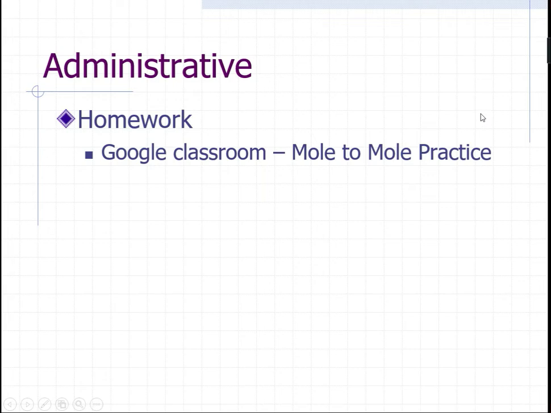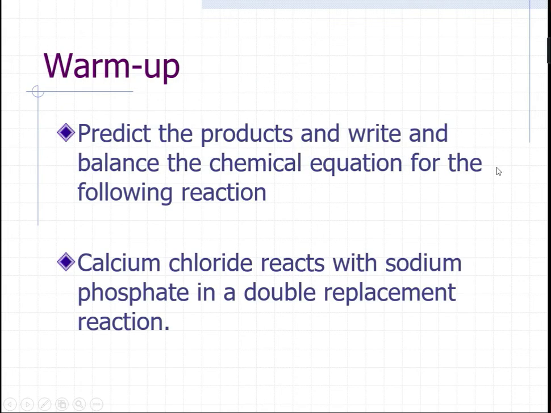The next video is going to be a little bit longer and a little bit more work involved in the homework. So, as a warm-up, just to see whether we got the juices flowing from what we've done before, if I were to ask you to predict the products and to write the balanced chemical equation for the following reaction, could you do this? This is from at least maybe 3 weeks ago, back when we were balancing chemical equations. So the reaction is that calcium chloride reacts with sodium phosphate in a double replacement reaction.